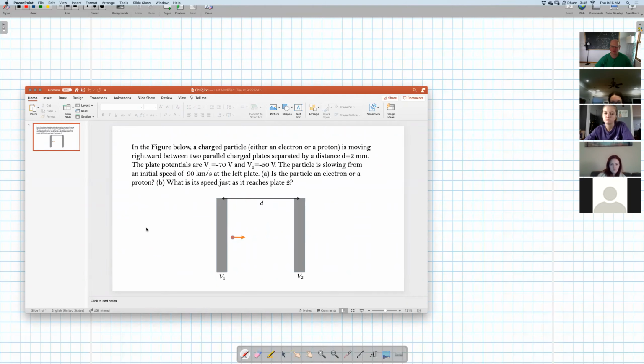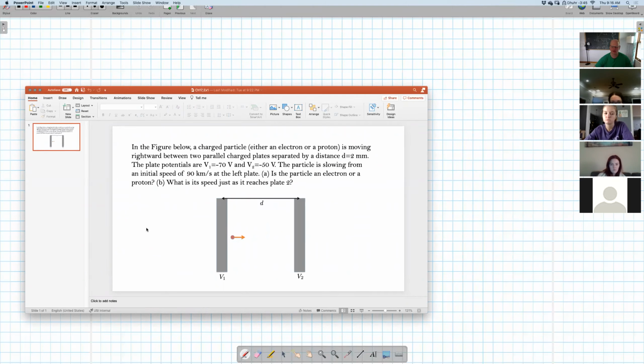Now, if this is at 0 and this is at 20, what I can say is that this is actually my negative plate, and this is actually my positive plate, which means I have an electric field inside here which points from the right plate to the left plate. Right? So this is my electric field. Which means in this case, my particle is moving from a low potential to a high potential. So my particle here is moving to the right. It is slowing down, which means, is this going to be a positive charge or a negative charge?